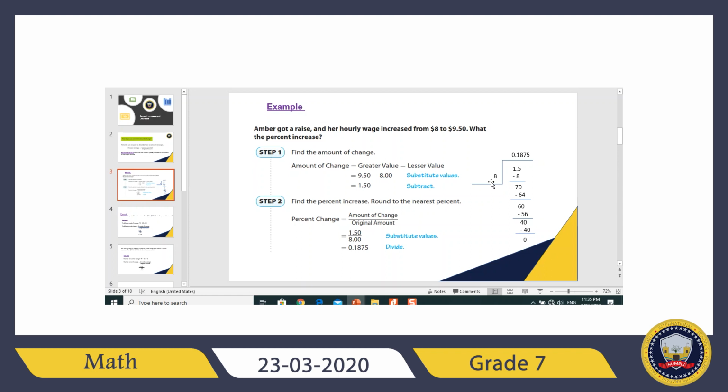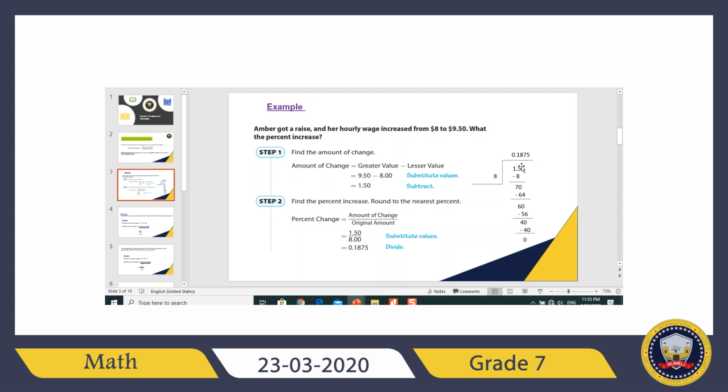Let's do it slowly. Here I ask myself, 8 times what equals 1? There's no answer, so I will put 0, and I will put the decimal point in the same place. I will put it up, after the 1, and here after the 0. Then I will ask myself, 8 times what equals 15? I will take both numbers. 8 times what will give me 15?